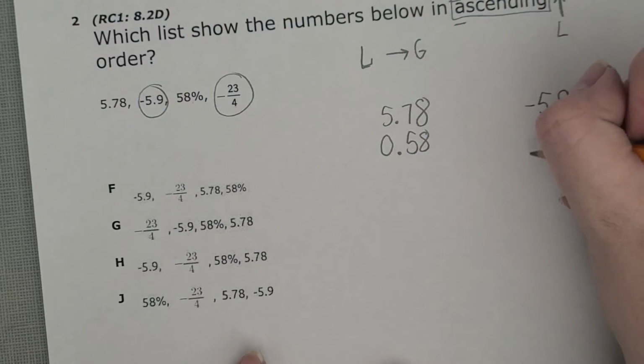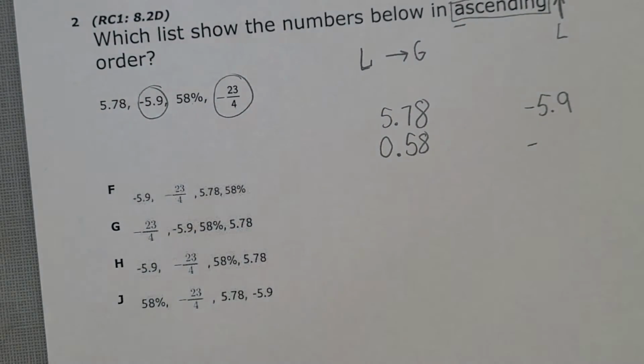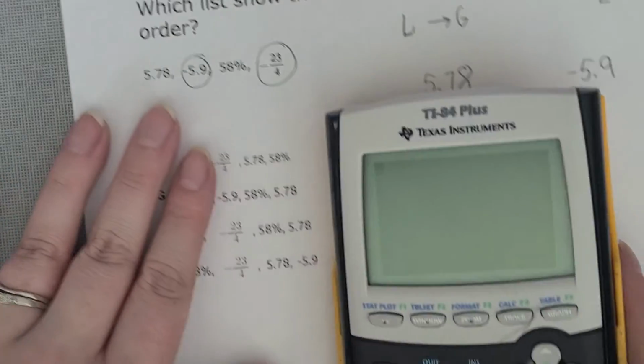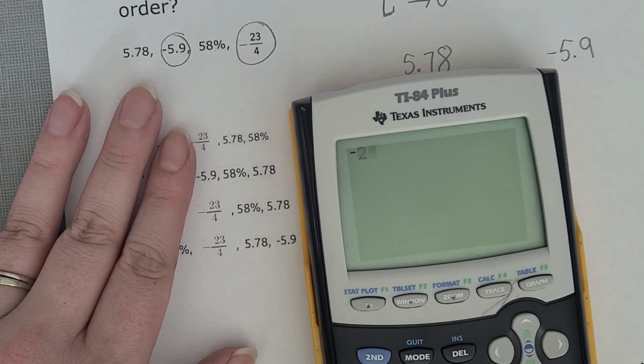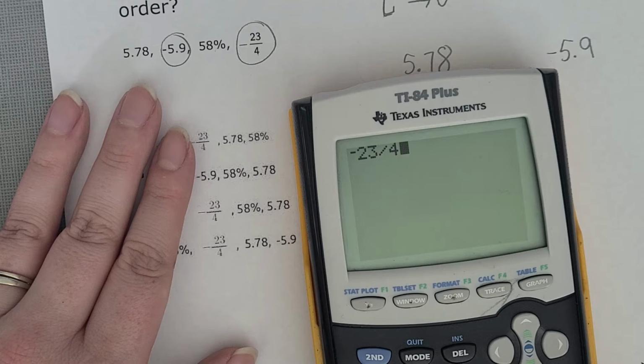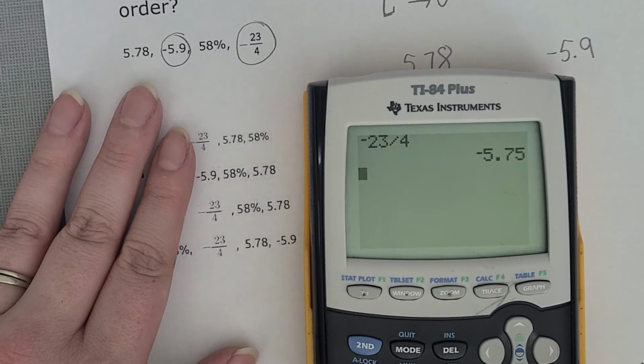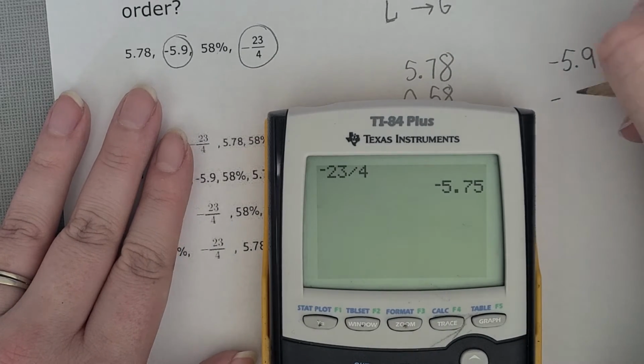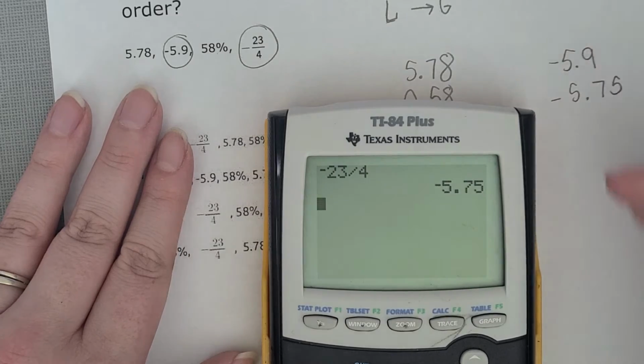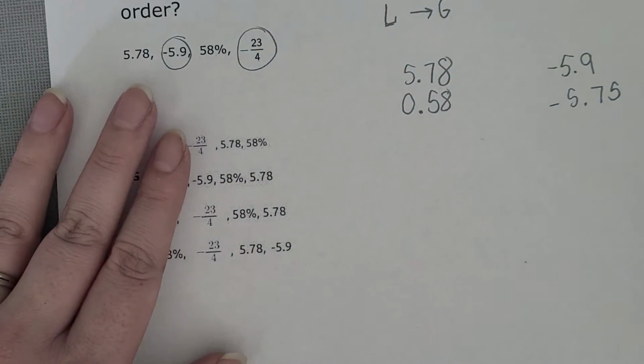And then lastly, I have another negative. So I'm gonna come type in 23 over 4. So it's a negative 23 over 4. Remember, fractions are just division problems, and that gives me negative 5.75. Okay, here's where things get a little tricky.